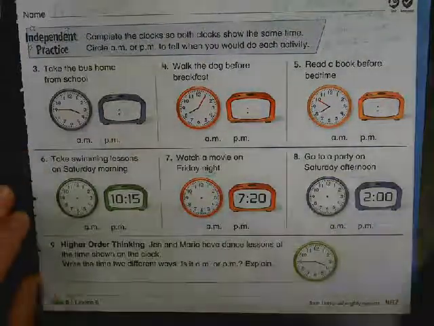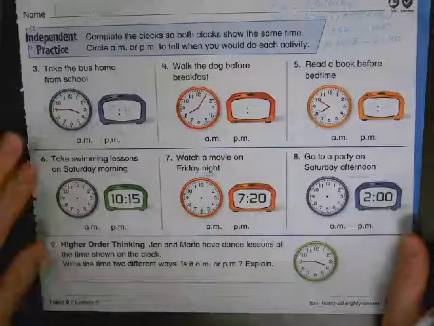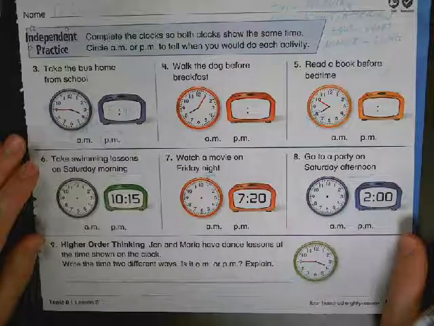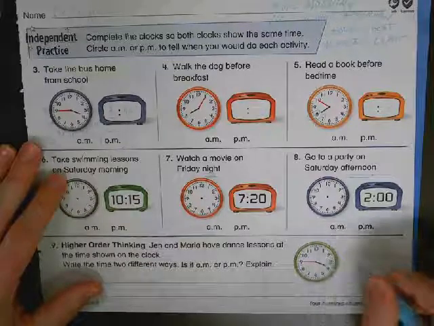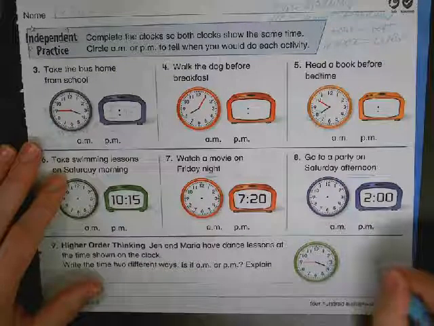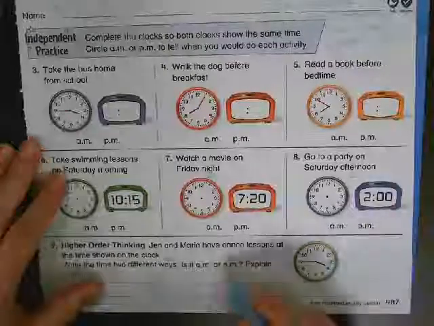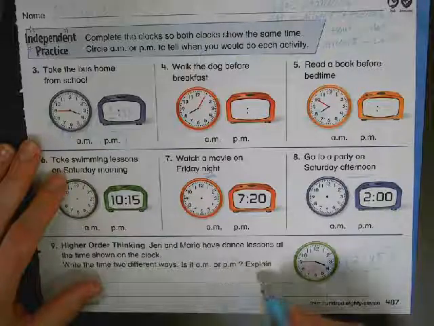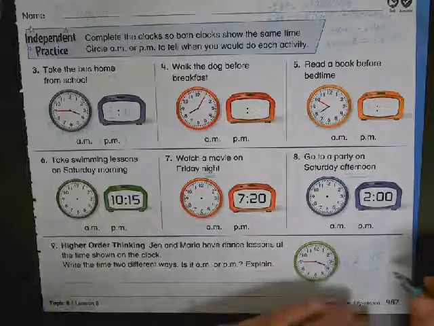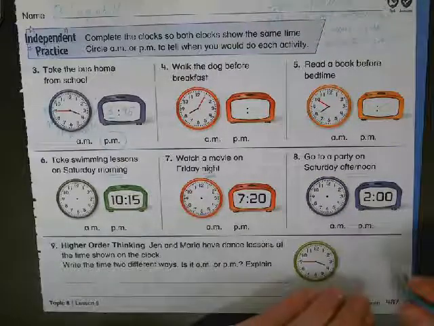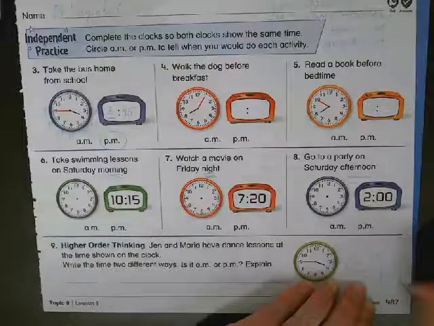Okay, down at the bottom it says higher order thinking. Jenna and Maria have dance lessons at the time shown on the clock. What is it? Write the time two different ways. Is it AM or PM? Well, first off, write the time. It's between the 3 and the 4, right? 3:45. Okay, and it says dance lesson time shown on the clock. 3:45 AM or PM. Well, AM would be 3:45 in the morning. But most likely they're going to be asleep, so I'm guessing it's PM.